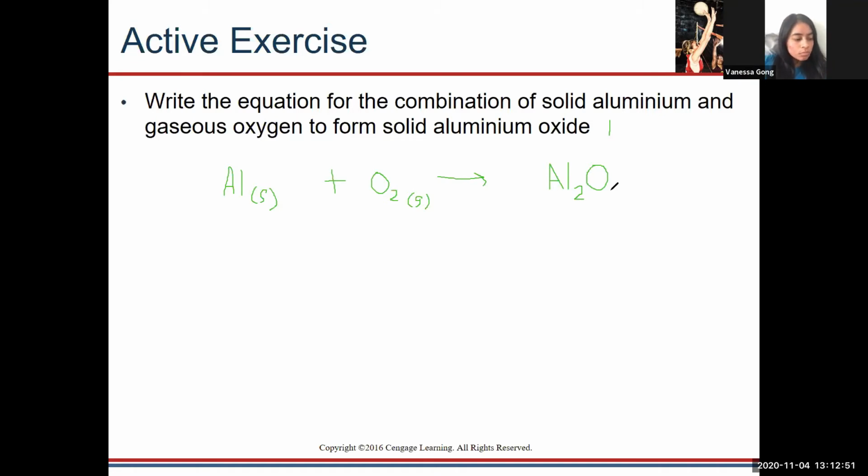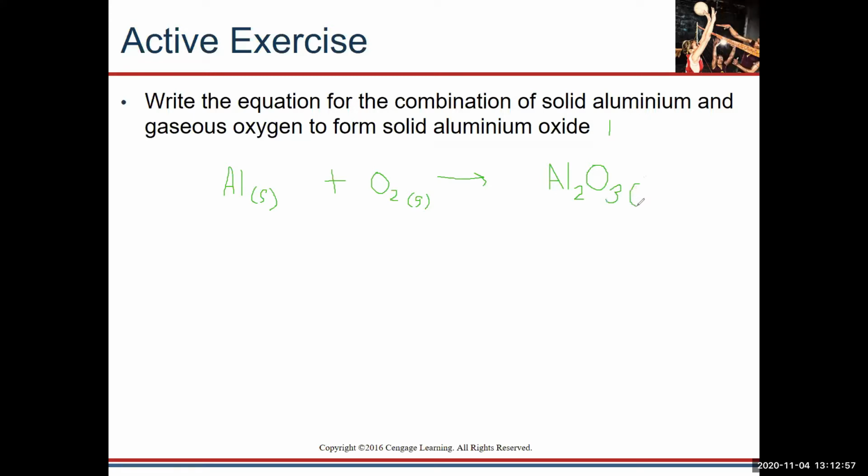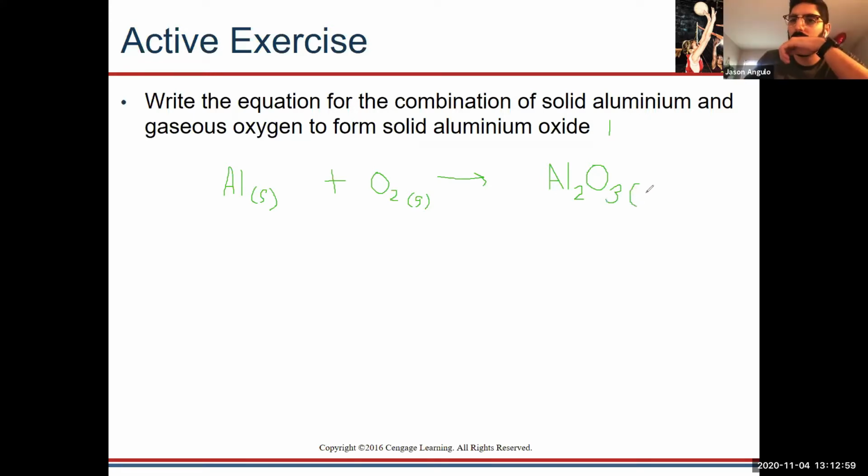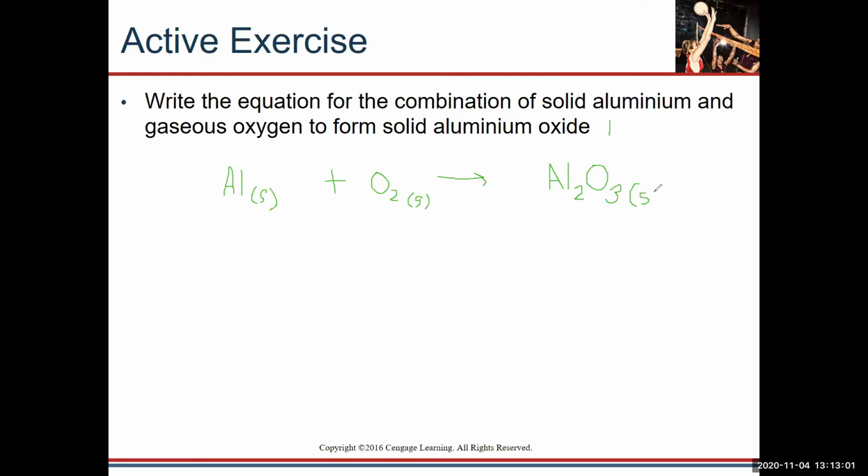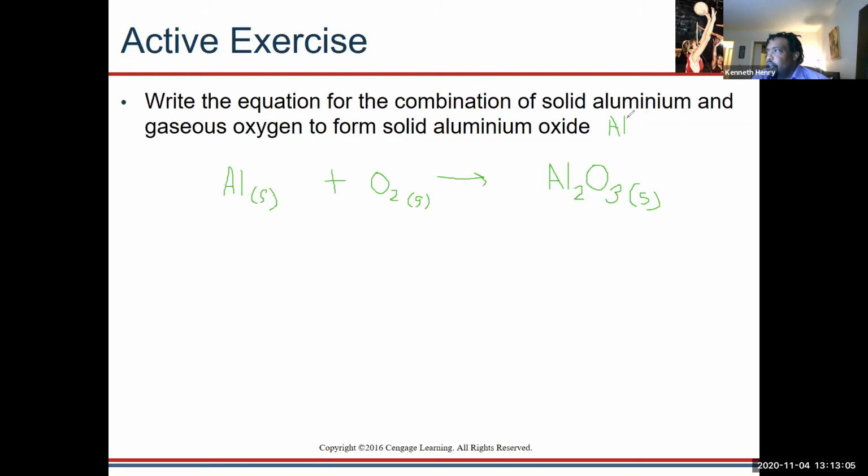Then is it O3? That is correct. Oh shoot, that's why I was confused. I wasn't sure, and then it's an S for solid. Okay, so we know that aluminum is 3 plus, and we know that the oxide is 2 minus. And so we know that we need 3 of these to balance out 2 of these. All right, and then we bring them together, they form this compound.